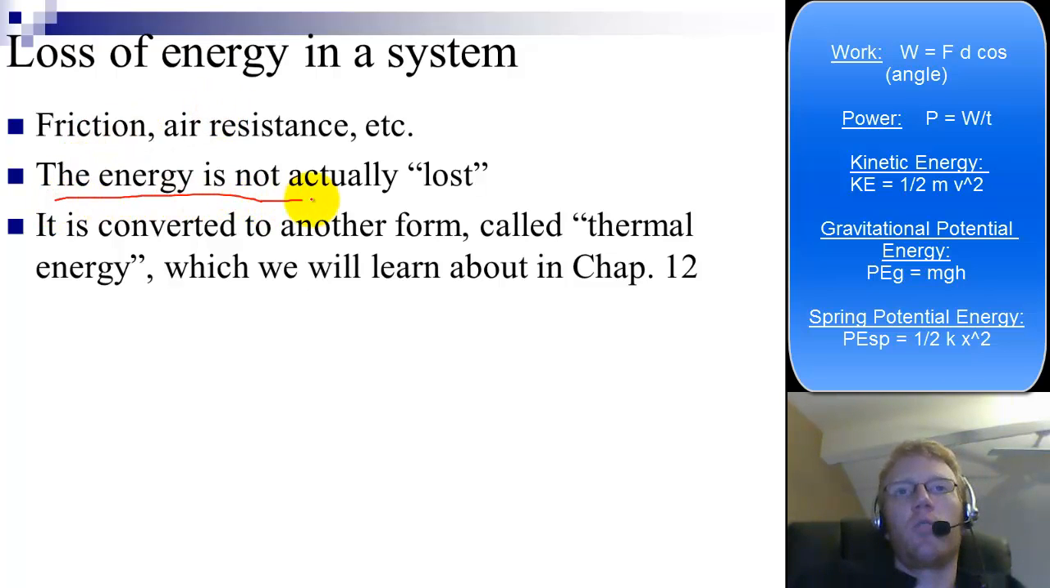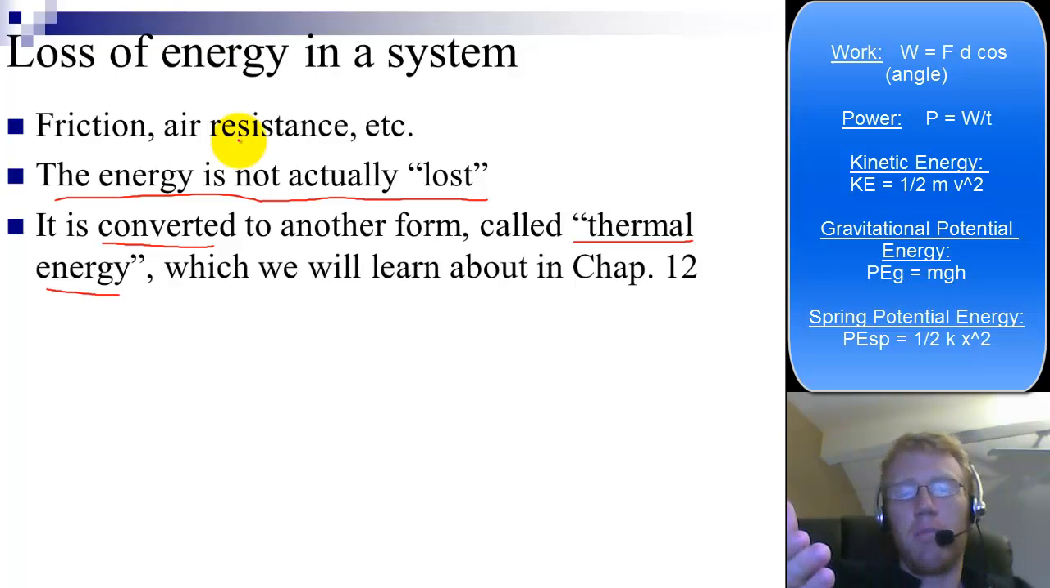So the energy is not actually lost, but it is converted via work to other forms, specifically thermal energy. Okay, so when you have friction or air resistance in your system, that is a force over some distance. So work is being done there, and that energy is being converted to thermal energy, which is a whole new type of energy that we're not going to learn about just yet, but that's the basis of a large portion of Chapter 12. So for now we'll say the energy is, quote, lost, but in the back of our mind we're remembering it's not actually gone, it just moved into a different form.